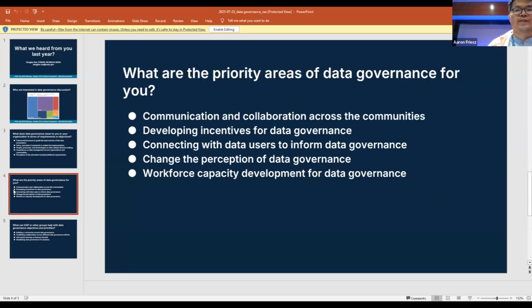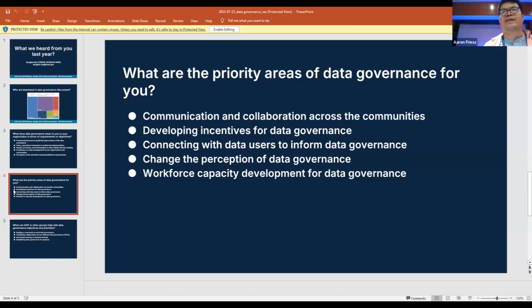So after discussion in the session, we asked another question: what are the priority areas of data governance for you after you have learned? Because last year at Asheville, we had people from NOAA, NASA, USGS, and groups representing and discussing data governance from different agencies. And those are the 5 areas based on the response. Communication and collaboration across communities, which is quite validating for us to do a session that brings people together to talk about what has been done or what is going on with data governance across different organizations.